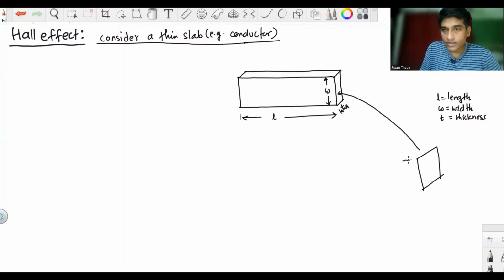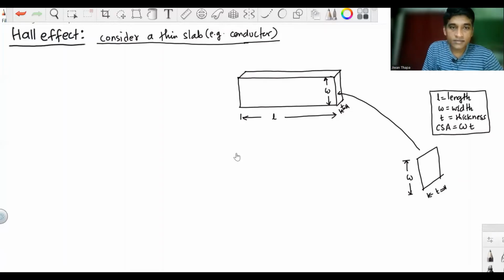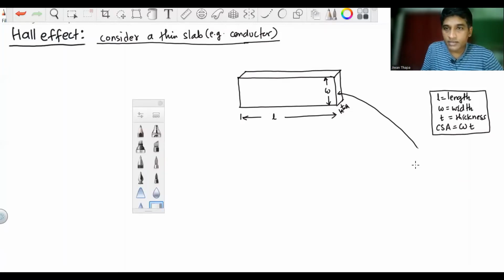Now if we consider this cross section, okay, then what we find? This is W, okay, this is T. So cross sectional area of the slab is width, that is W, times the thickness. So we have this. So this is to be noted, okay? So we need this. So I'm erasing this.